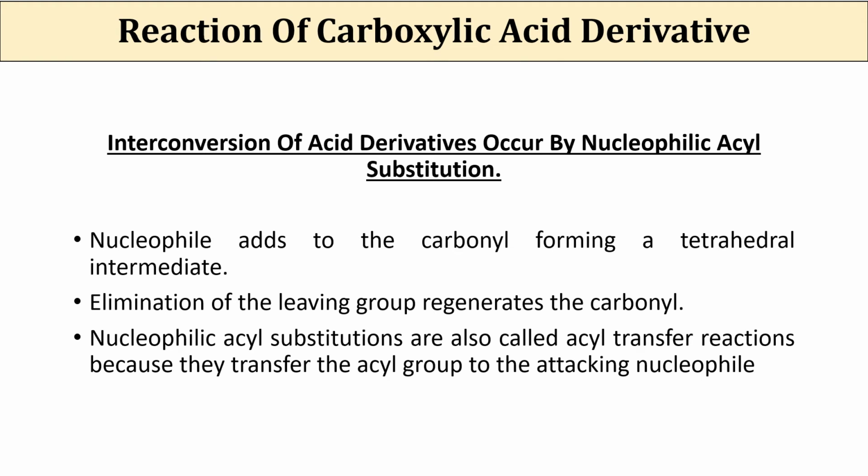Reactions of carboxylic acid derivatives. Interconversion of acid derivatives occurs by nucleophilic acyl substitution. The nucleophile adds to the carbonyl, forming a tetrahedral intermediate. Then elimination of the leaving group regenerates the carbonyl. Nucleophilic acyl substitutions are also called acyl transfer reactions because they transfer the acyl group to the attacking nucleophile.